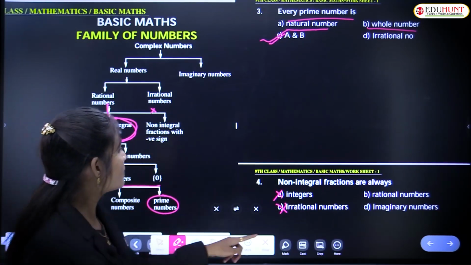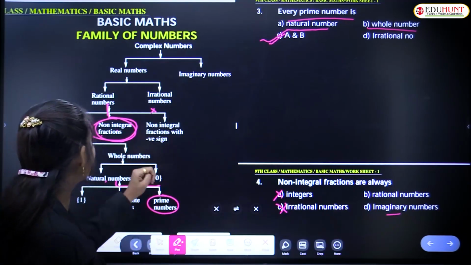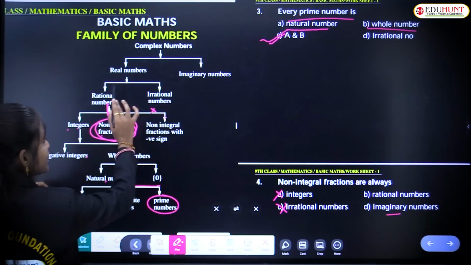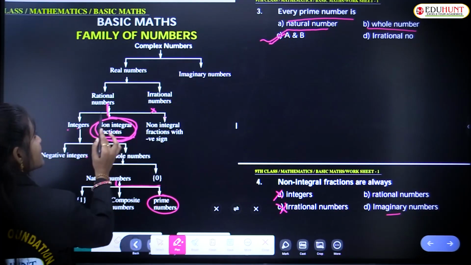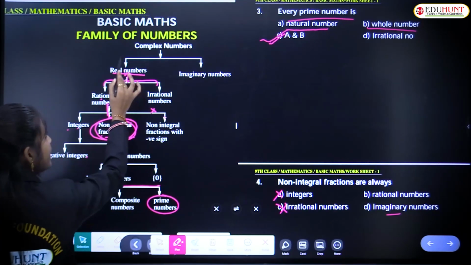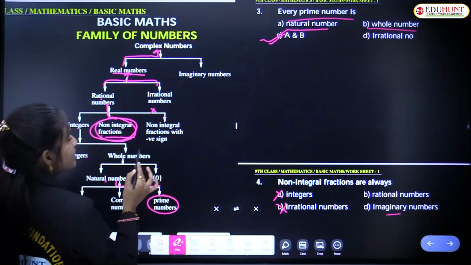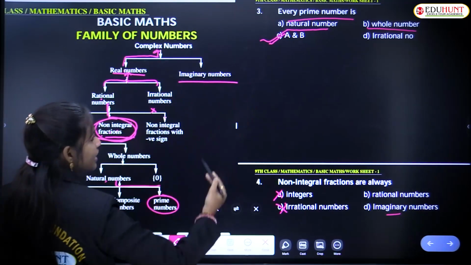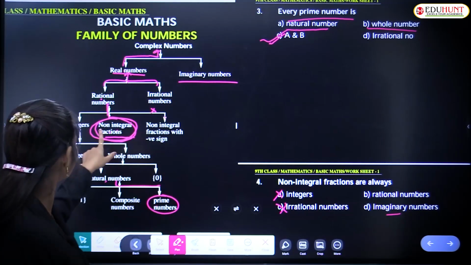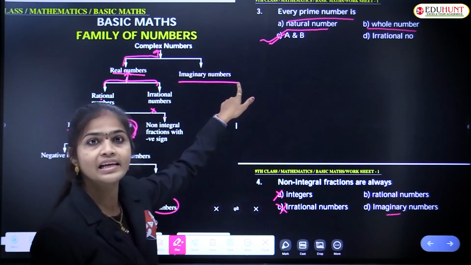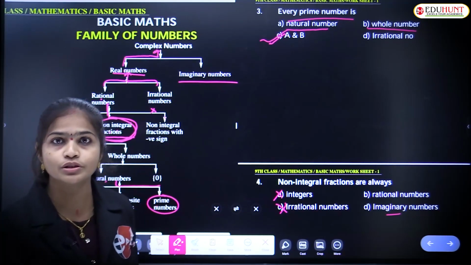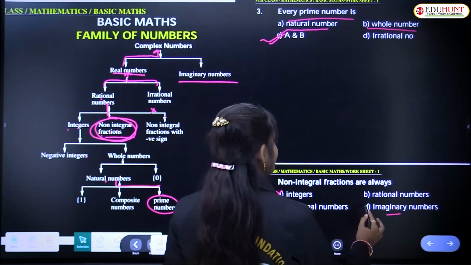Okay, and come to this one here, imaginary numbers. Here non-integral fractions are there. Just observe these separations here. Non-integral fractions are related to rational numbers. Rational numbers are related to real numbers. Real numbers are related to complex numbers. But here we didn't touch imaginary numbers. So by seeing this flow chart we can say that non-integral fractions are not imaginary numbers. Am I clear to you? Yes. So this option is also wrong.